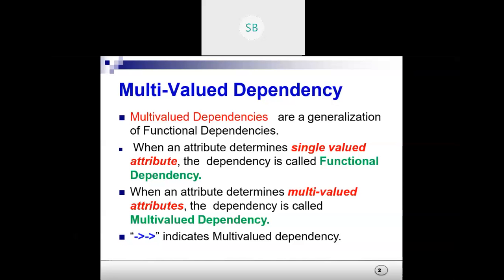It is very rare to find multi-valued dependencies. Even generally after BCNF, there hardly remain any multi-valued dependencies, but if you do find them, we have to go to the fourth normal form. This multi-valued dependency is represented using the double arrow symbol. If you see this kind of symbol, it represents a multi-valued dependency.